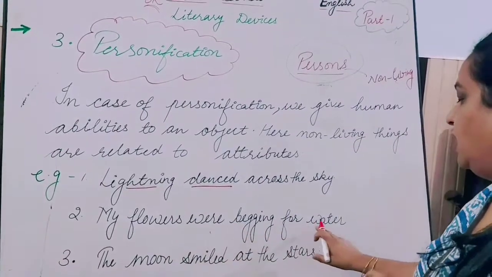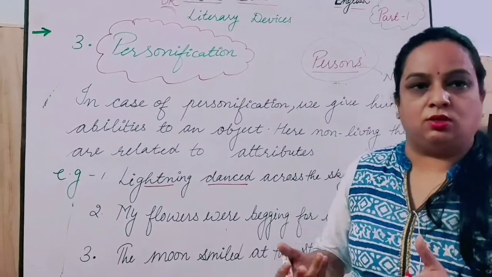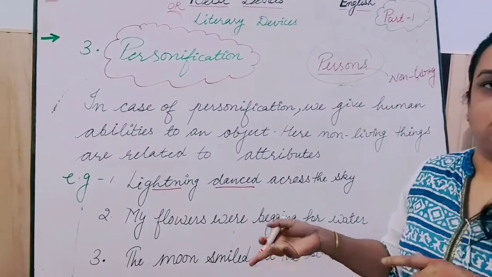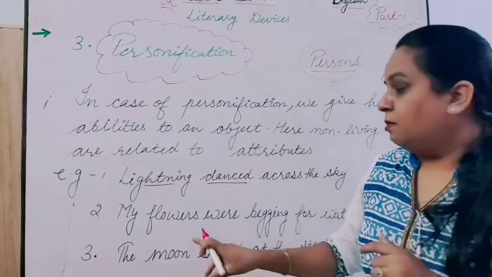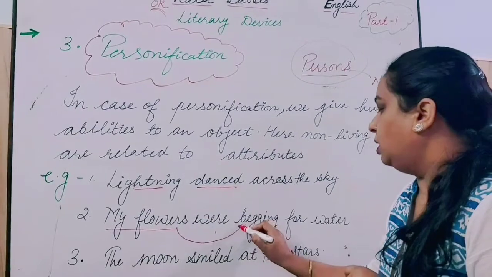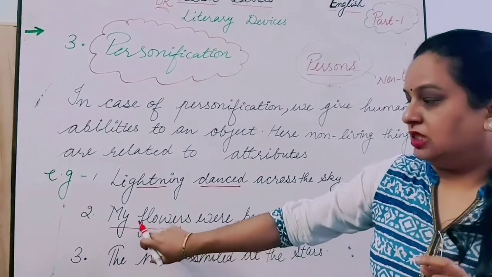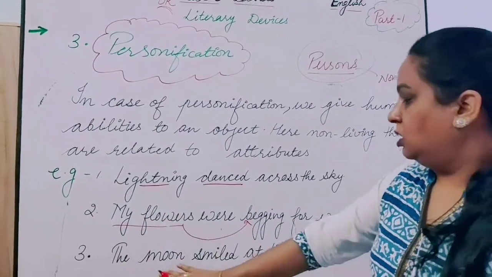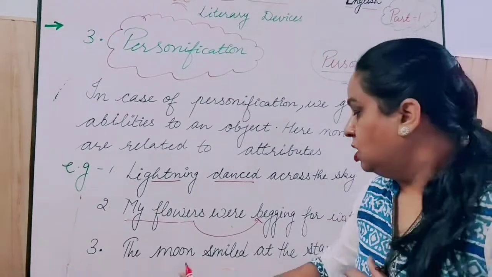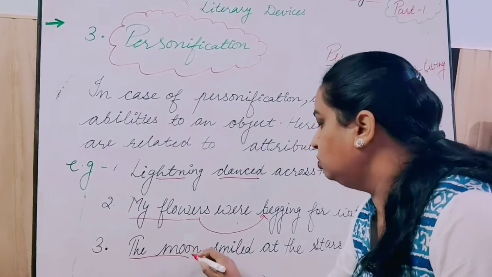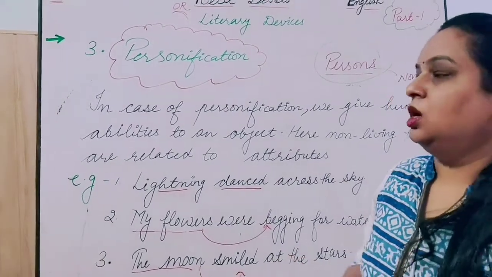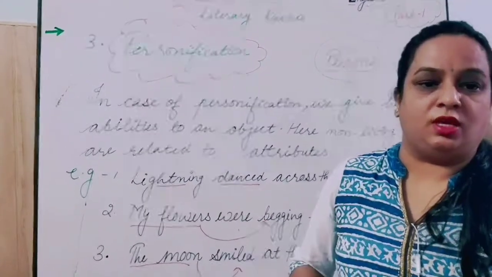My flowers were begging for water. See, who begs? Persons. Clear? But here my flowers were begging. So who is getting that ability? My flowers. I am giving that quality of begging to my flowers. So this is again personification. The moon smiled at the stars. Who smiles? Persons. So the moon smiled. I have given the quality of smiling to the moon. So this is called personification.